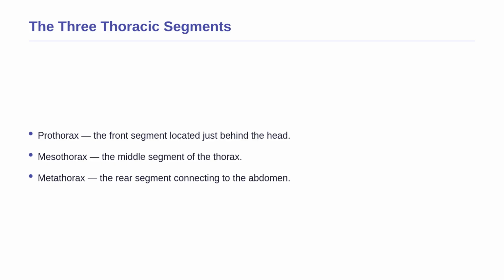Now that we understand the thorax acts as the engine room, let us look at how it is built. The thorax is structurally divided into three distinct segments. At the very front, just behind the head, we have the prothorax. Moving back, the middle segment is called the mesothorax. Finally, the rear segment connecting to the abdomen is the metathorax. Each of these segments plays a specific role in supporting the insect's appendages. By dividing the thorax this way, the insect achieves incredible flexibility and mechanical efficiency, which is vital for navigating complex environments to reach a host.